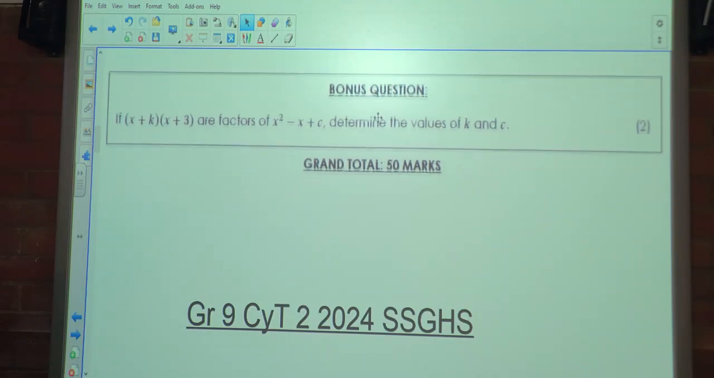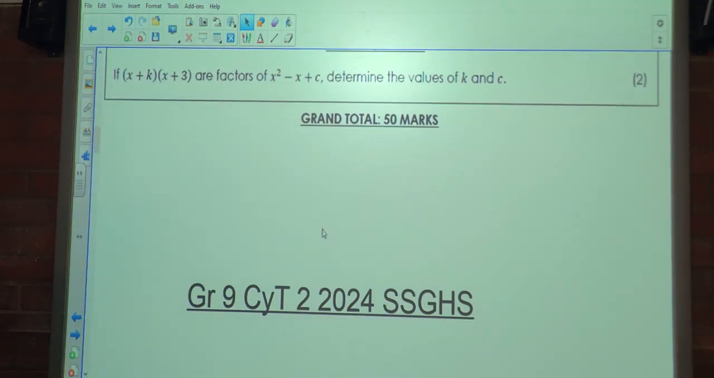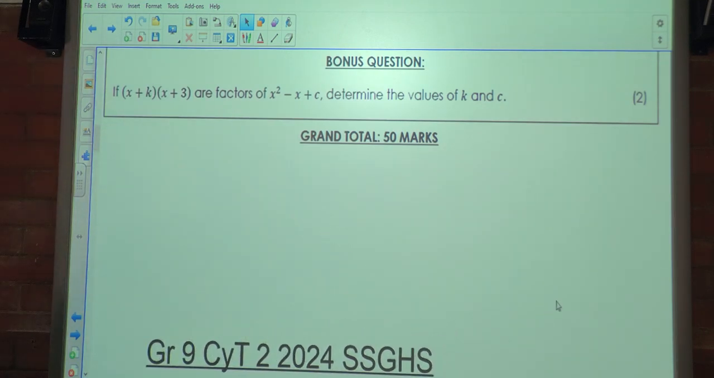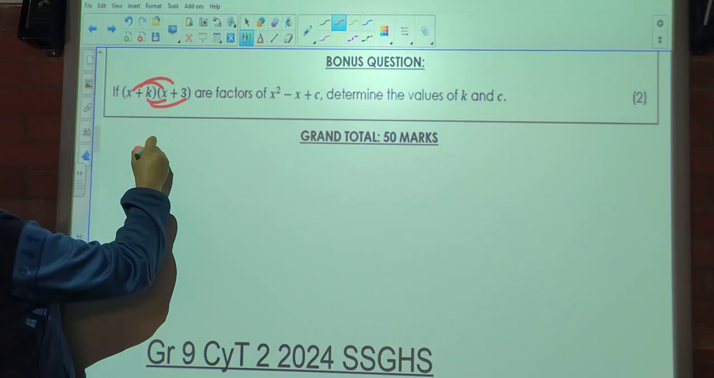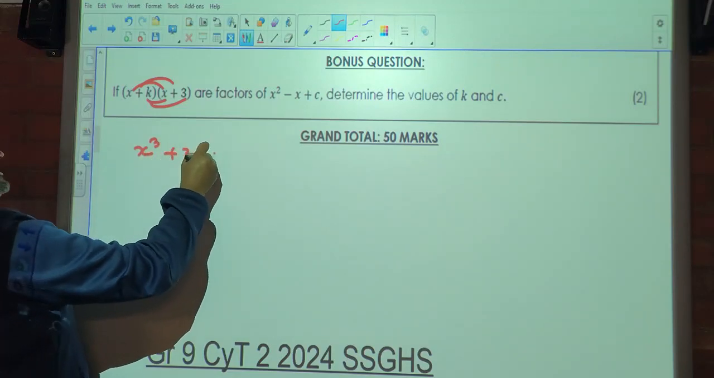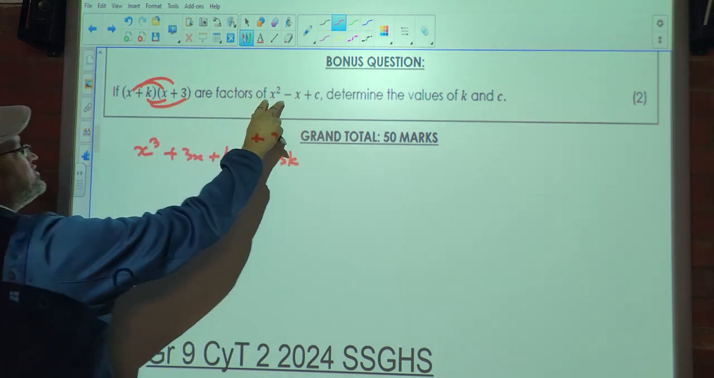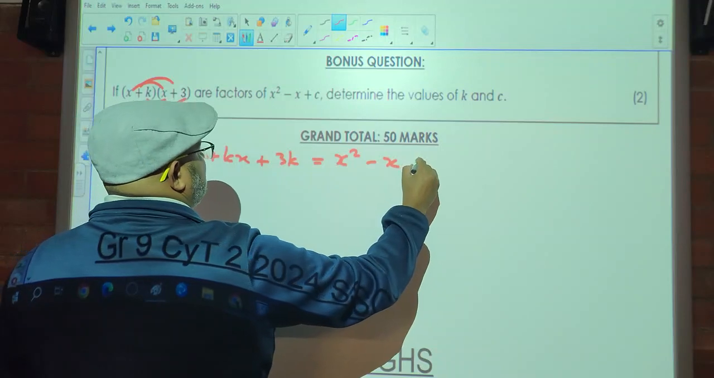And of course, a bonus question. We are told if x plus k times x plus 3 is a factor of x squared minus x plus c, determine the value of k and c. So firstly, if I multiply that out, it gives me x cubed plus 3x plus kx plus 3k. If this is the factors of that, then that in other words is equal to x squared minus x plus c.